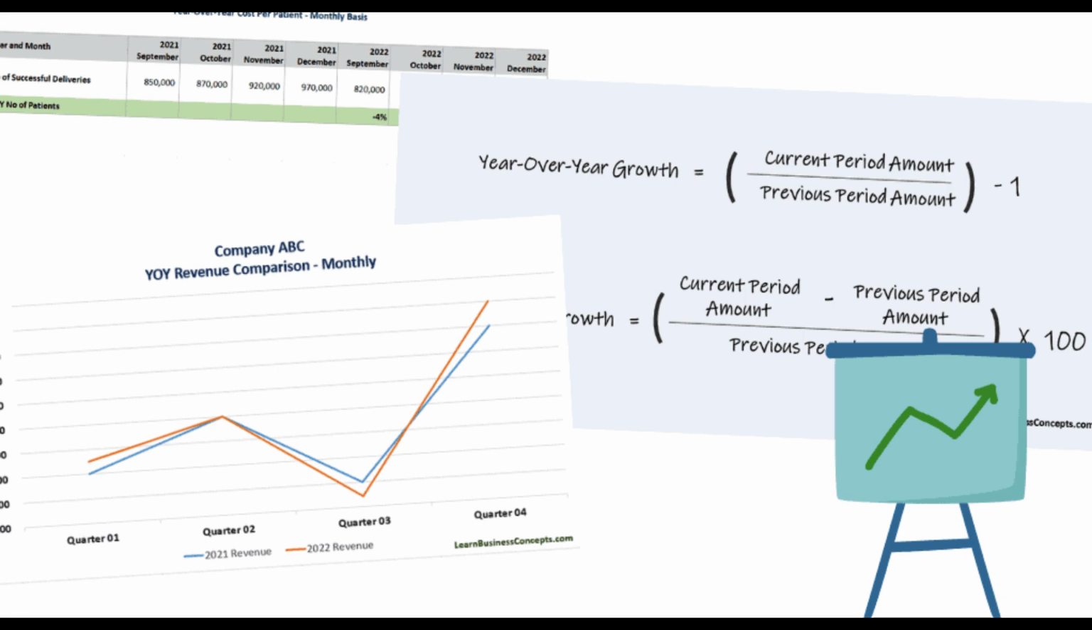Finally, competition is an external factor that can impact year-over-year trends. Changes in the competitive landscape can have a significant impact on a company's performance. For example, if a company's sales are declining year-over-year, it might be due to increased competition from new entrants in the market. In conclusion, year-over-year trend analysis is a powerful tool for measuring growth or decline in performance.